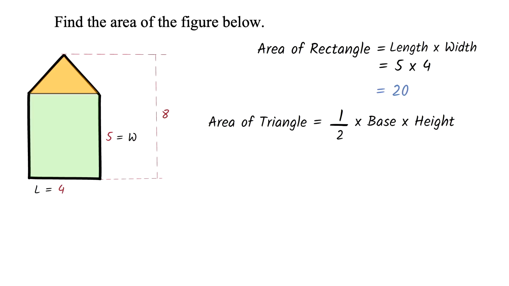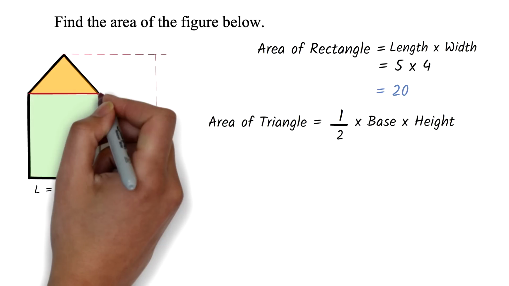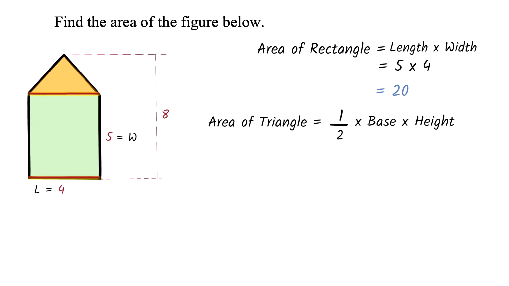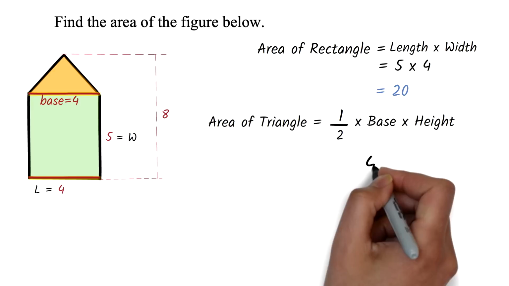From the diagram, we can see that the base of the triangle is the same as the base of the rectangle. Therefore, if the base of the rectangle is 4, then the base of the triangle is 4. We can put the base value here.